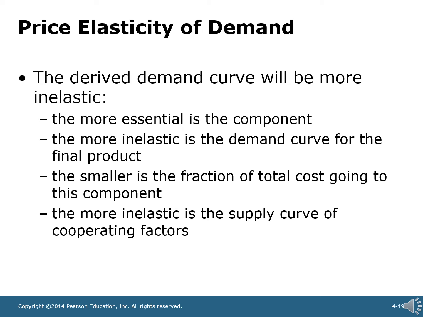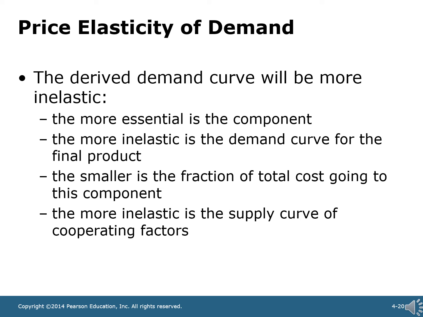So Alfred Marshall described 4 basic principles governing the elasticity of the derived demand curve. So these 4 principles are that the derived demand curve will be more inelastic, so less sensitive to price, the more essential the component is to the final good, the more inelastic the demand curve for the final product is, the smaller the fraction of the total cost going to the component, and the more inelastic the supply curve of the cooperating factors or the other intermediate goods are.